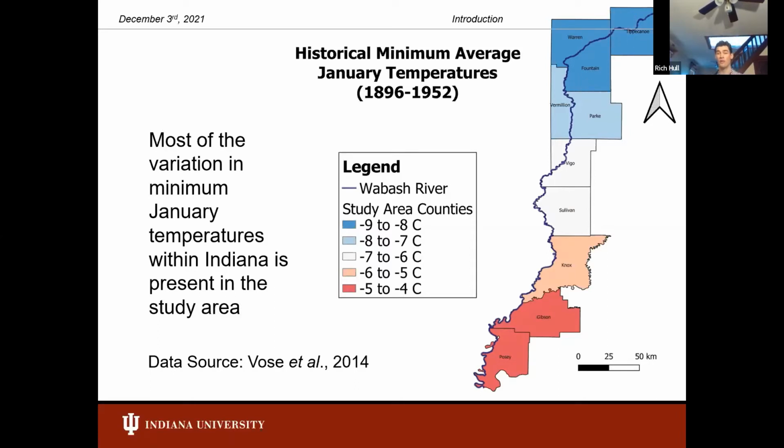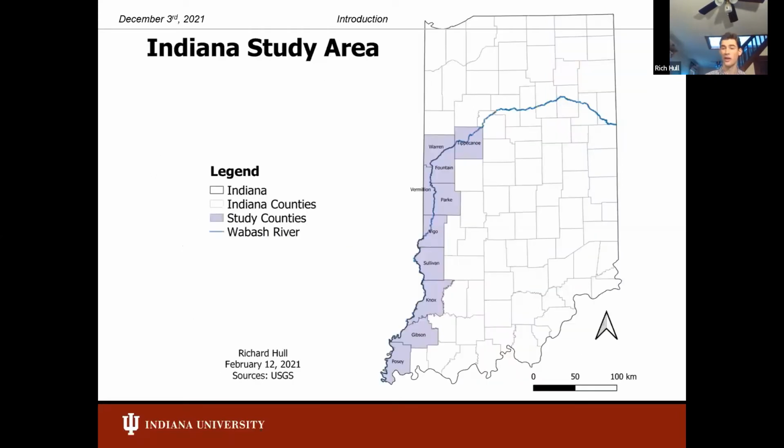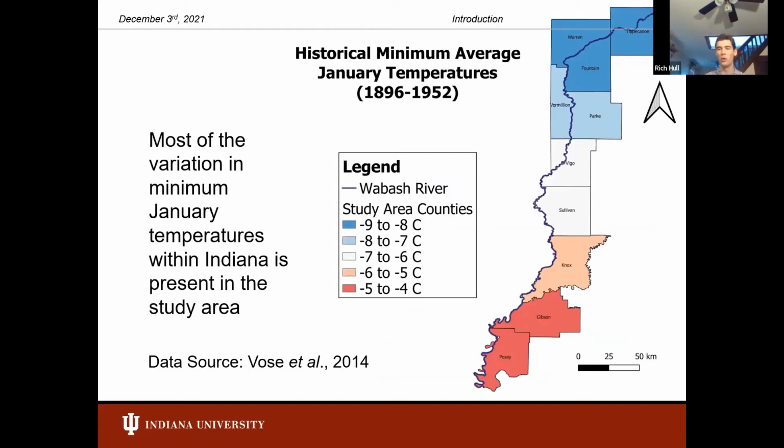And this is fascinating because most of the variation in minimum January temperature in the entire state was present in this area, despite it only being 10 of the 92 counties here in the entire state. So there's only one more colder latitudinal segment in the state, and we have 5 out of 6.